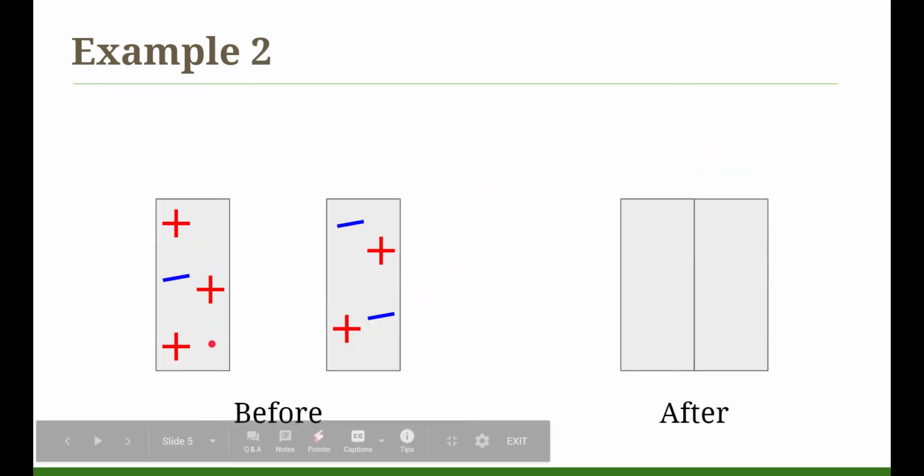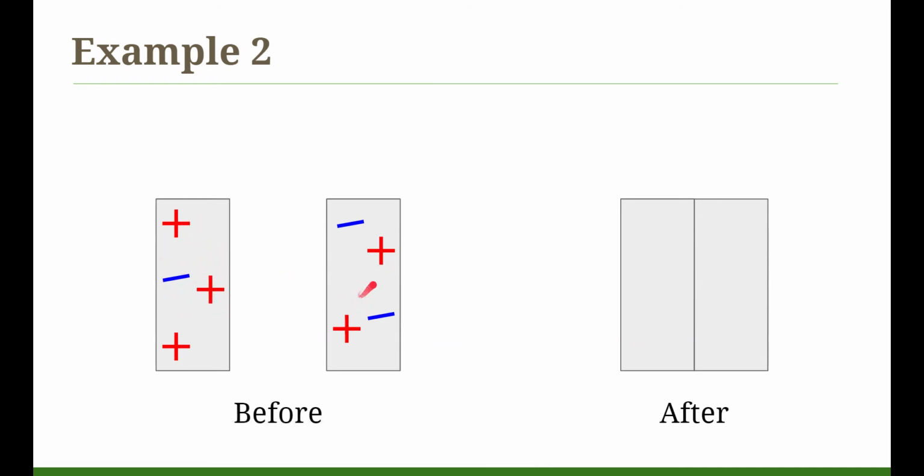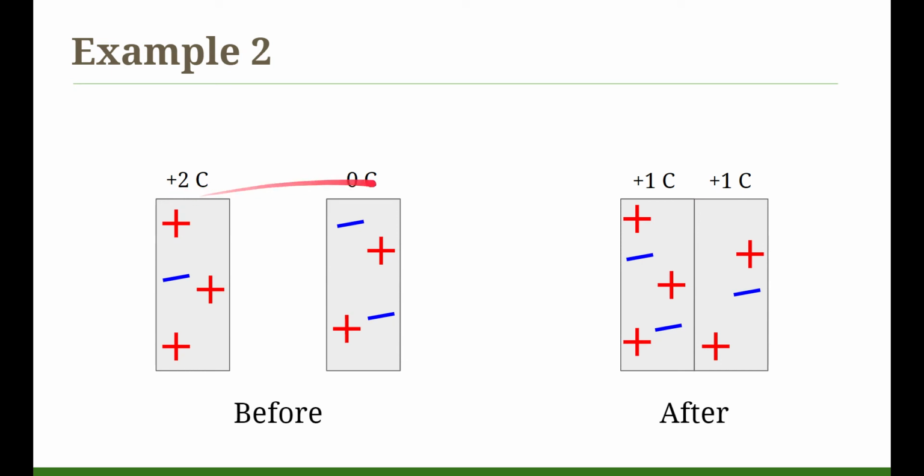Here's another example. This time we have 3 positives over here and 1 negative, so this object has a net charge of +2, whereas this object is neutral. At the end, remember, positive charges don't move, so we'll just put them back in the same spot. When we look at this one, +2, neutral, that means we are going to transfer 1 electron over, and then both objects will be +1 for their charge. Again, same net charge, so we can do this, just basically find the average of the 2 net charges to get the final charge.